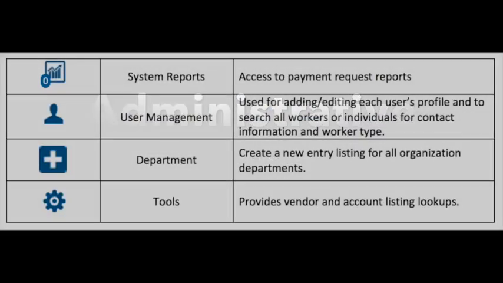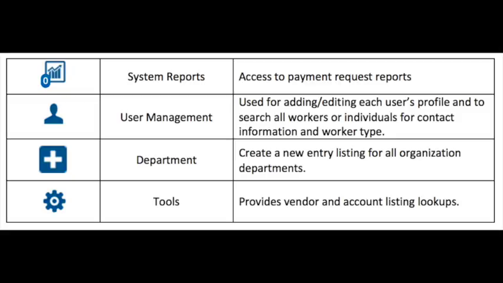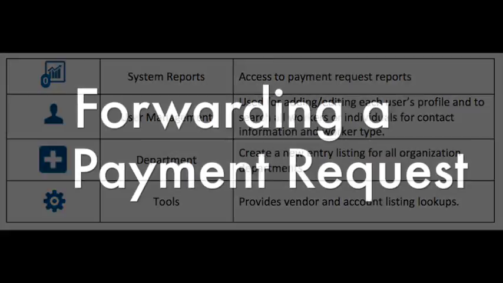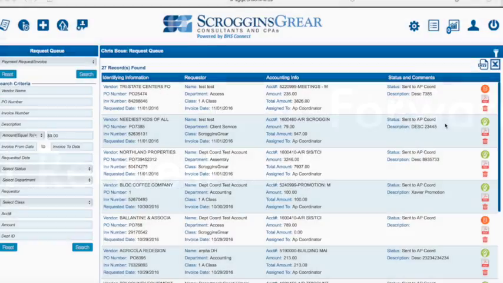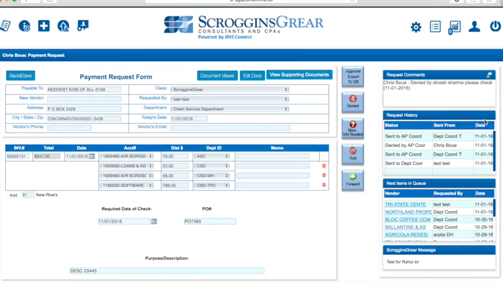Next, we will discuss administrative functions. Page 17 of the manual portrays the administrative button Quick Reference Guide. To forward a payment request, from the work queue, click View Payment eForm button to see the request detail screen for the request. Click Forward.